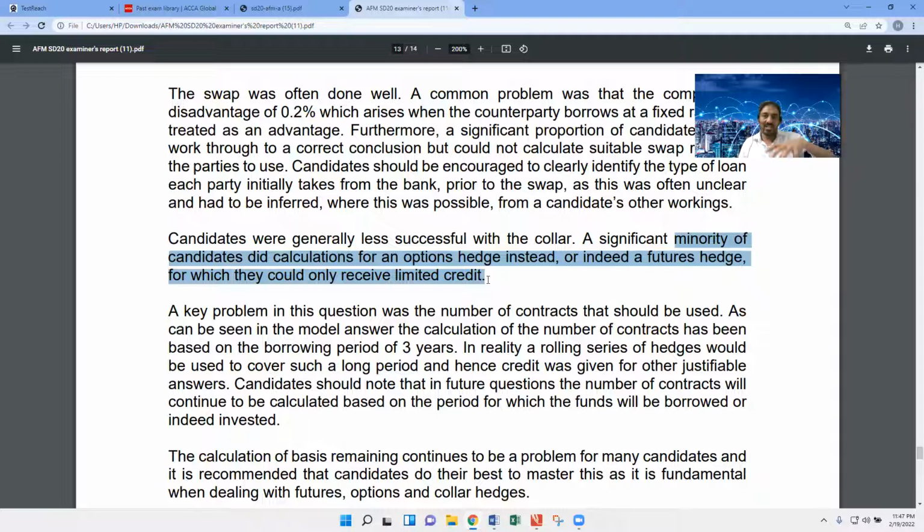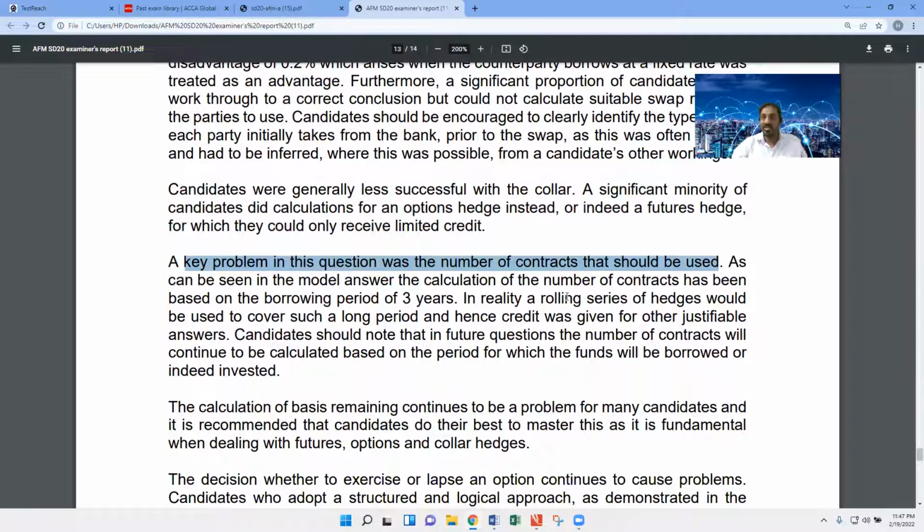So here the examiner says if you put only the future hedge, you will get limited marks. A key problem in this question was the number of contracts that should be used. Yes, these are very unusual in this question. As can be seen in the model answer, the calculation of the number of contracts has been borrowed for the 3 years. In reality, a rolling series of hedges would be used for such a longer period.